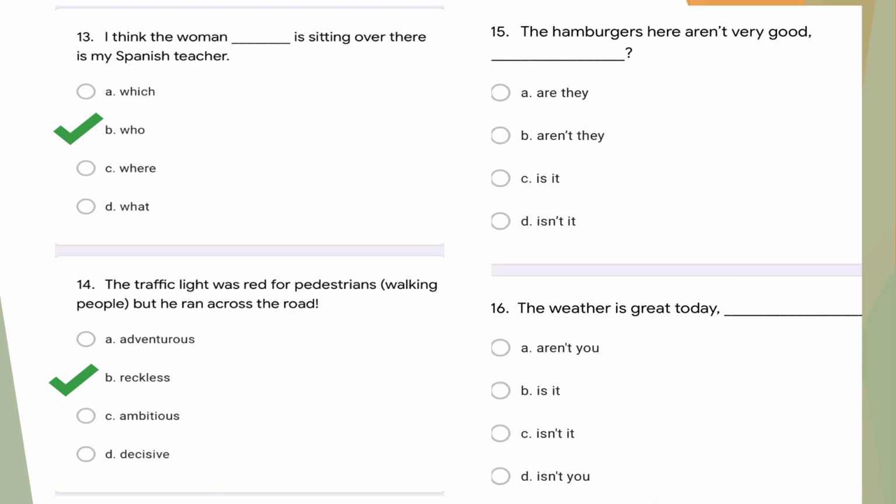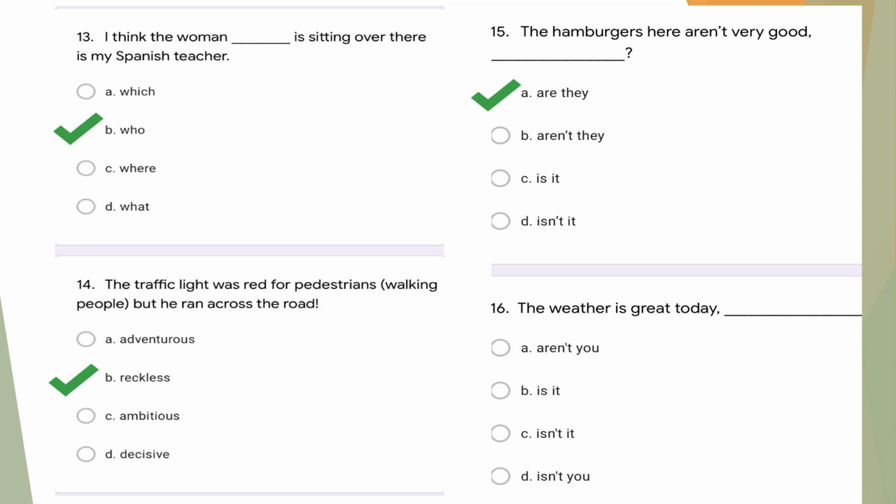Question 15. The hamburgers here aren't very good. Right, this is where you have a confirmation question. And remember, I taught you in the video, what you have to do is change the positive form to the negative or the negative to the positive. The hamburgers here are not. That's a negative. So you turn the negative into a positive. Aren't becomes are. The hamburgers here aren't very good, are they?